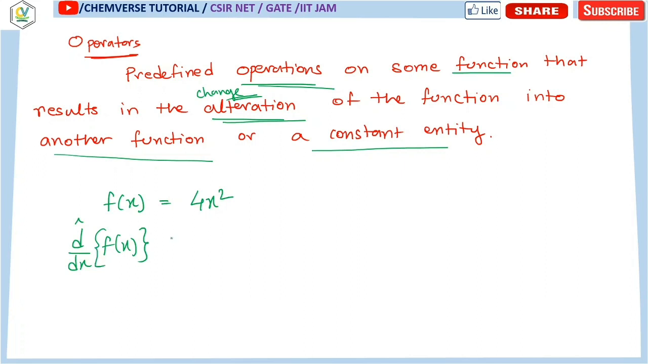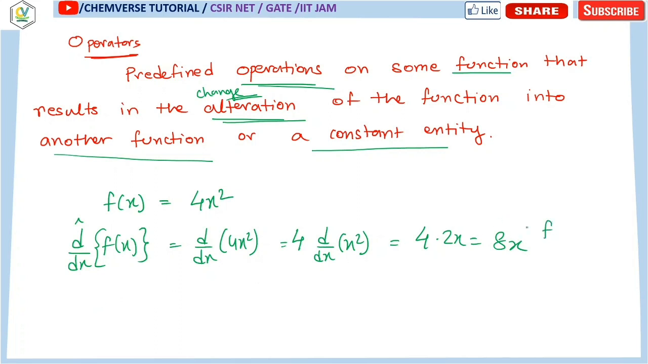So if we operate in this way, d/dx of 4x², 4 is a constant, and d/dx of x² is 2x. So the answer will be 8x. So it is basically another function. You can write it as f'(x), which is the derivative of this function. Okay, so this is one case.